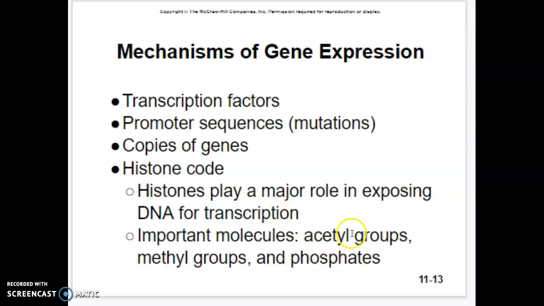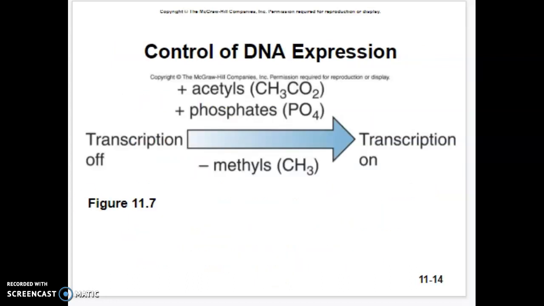And then adding various molecules to those genes can actually turn them on and turn them off, depending upon what's needed. So if we're going to turn it on, we would add acetyl groups or phosphate groups that would turn on transcription, or we could remove methyl groups, and that will turn it on as well.